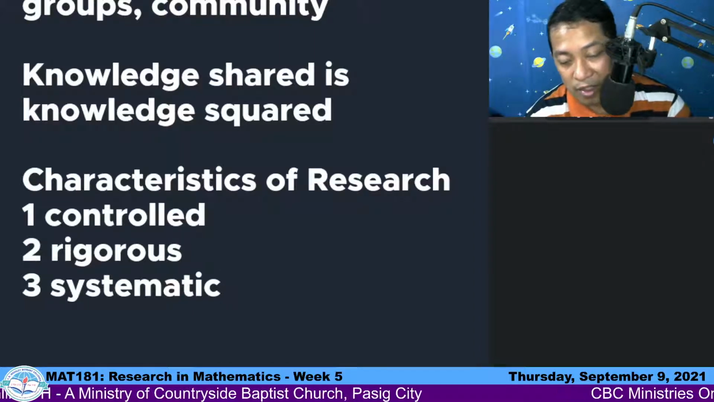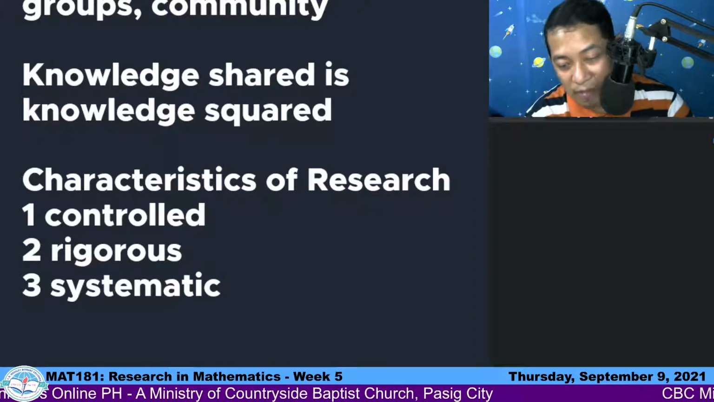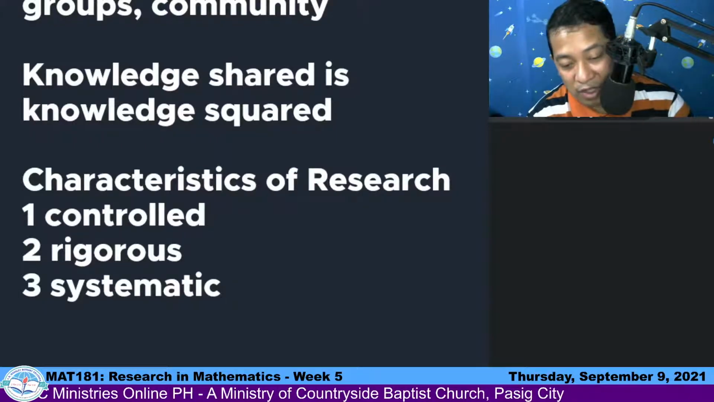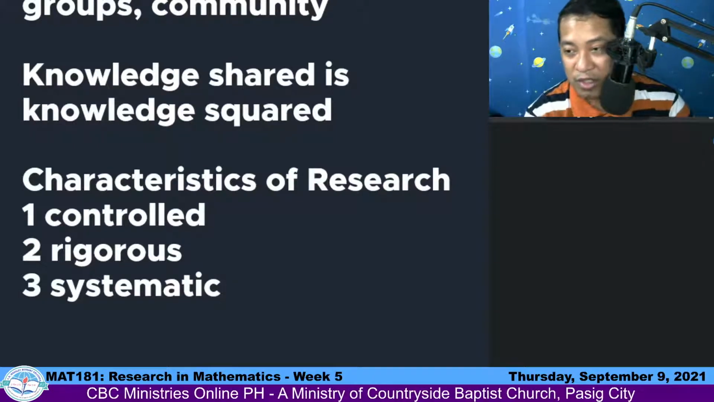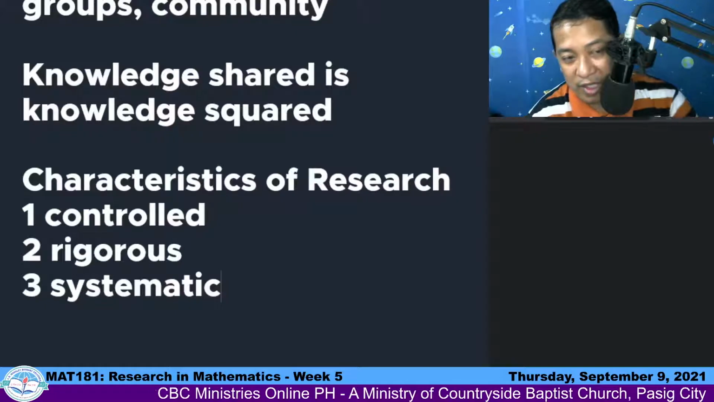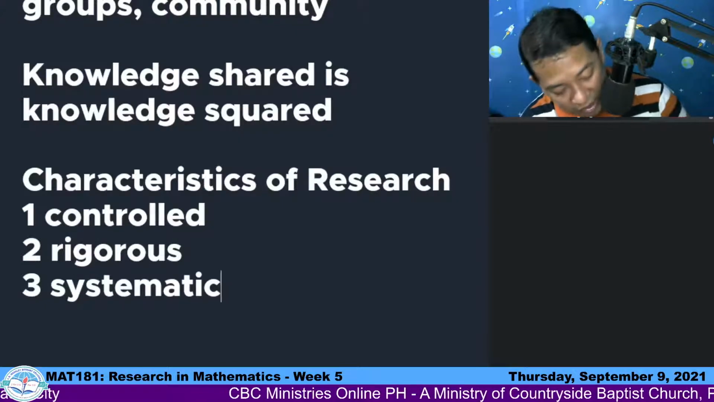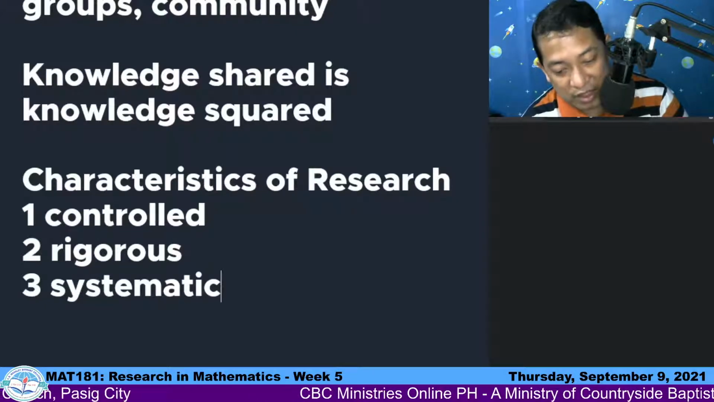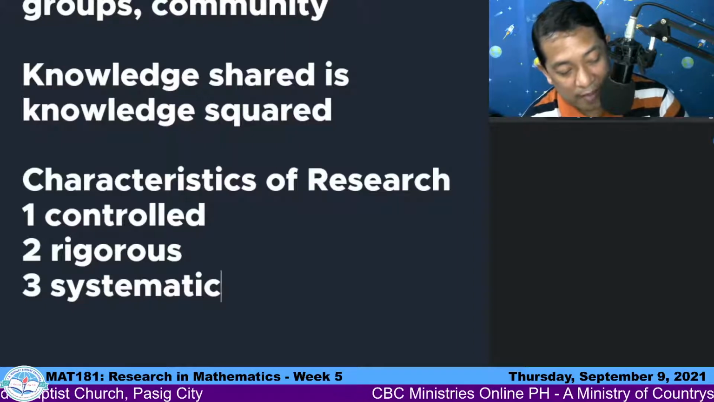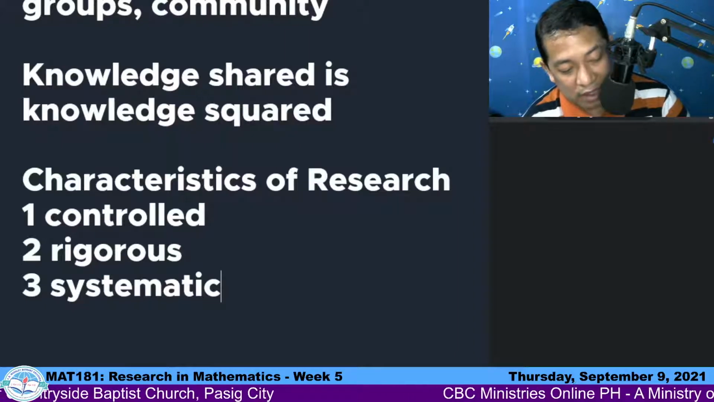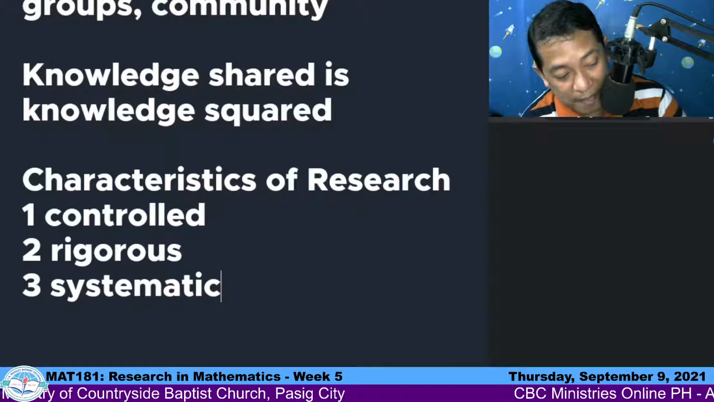No? Perhaps on our midterm, we will look into the methods of research. This is just a foundation, no? Or fundamentals of research, but eventually we'll be discussing the processes in research. So there must be a systematic way wherein you could undertake an investigation in a logical fashion.